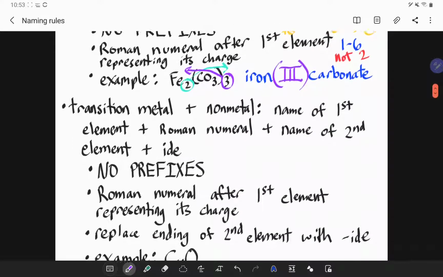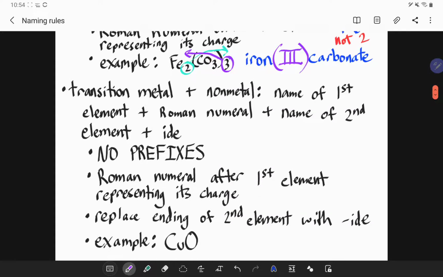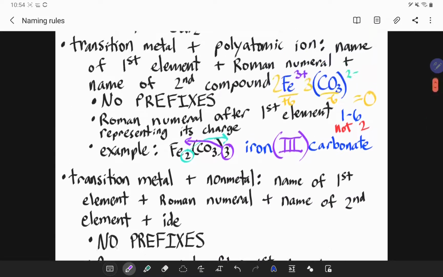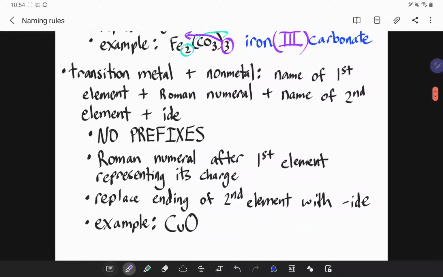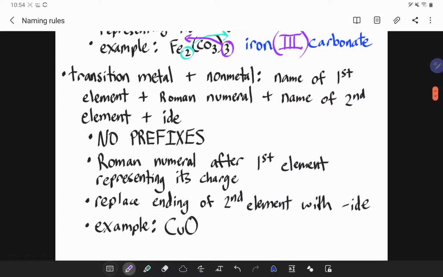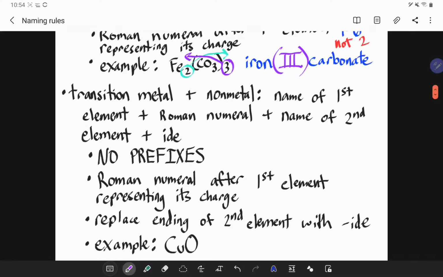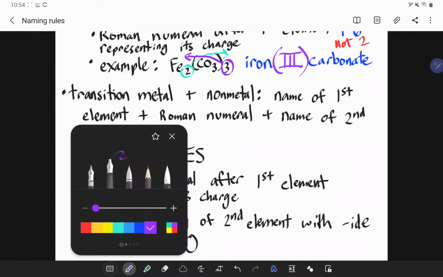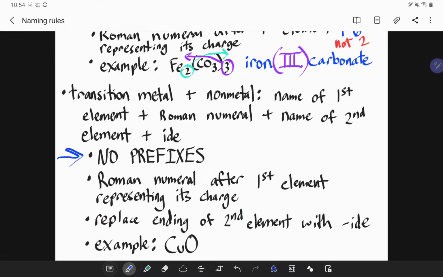All right, let's try another example. Now, instead of a transition metal bonded to a polyatomic ion, we're going to have a transition metal bonded to a nonmetal. So, a lot of the same rules. This is an ionic compound, so no prefixes. It's involving a transition metal, so we are going to put a Roman numeral after the first element that represents its charge. But since the last element is a nonmetal, we're going to replace the ending with IDE.